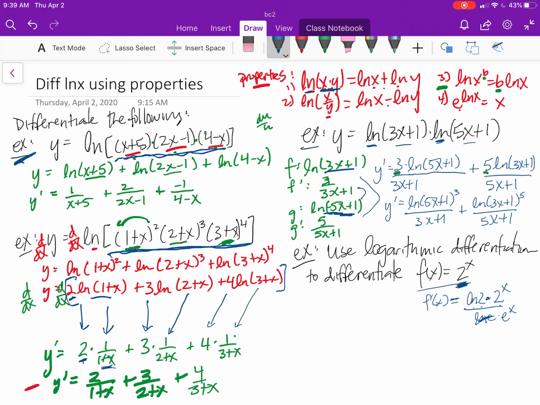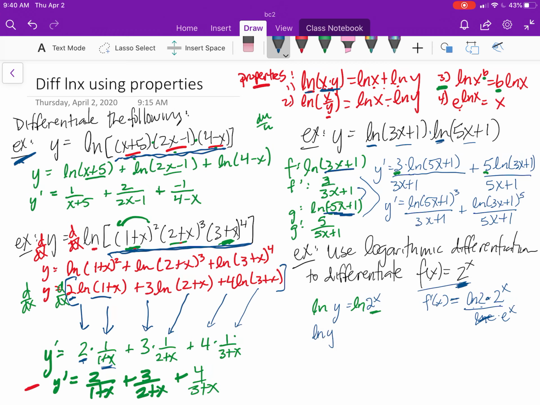We're not going to use this method too often, so I did want to demonstrate it, but not go into great lengths. First off, let's change f of x to y. Here we have y equals 2 to the x. So logarithmic differentiation says, let's do natural log on both sides. And why would we do that? Well, suppose we didn't know the derivative of 2 to the x. This is actually deriving the rule. I don't know what the derivative of 2 to the x is, so if I do natural log, I can figure it out.